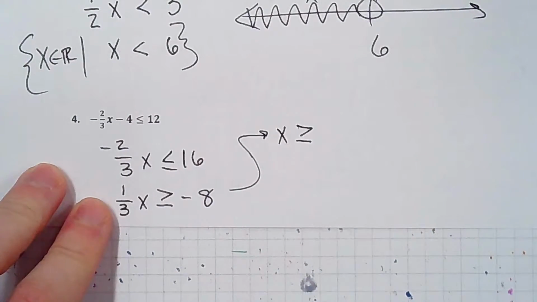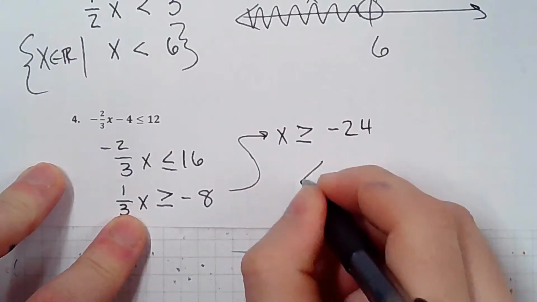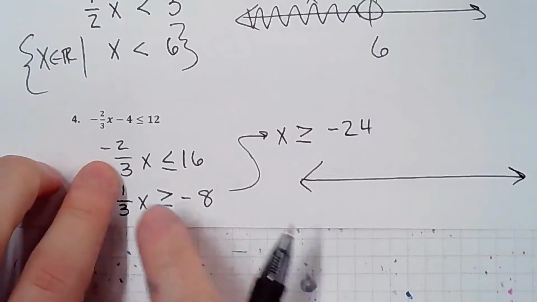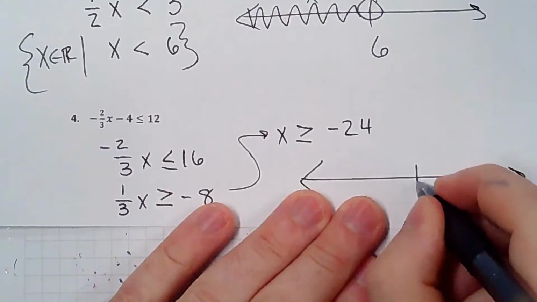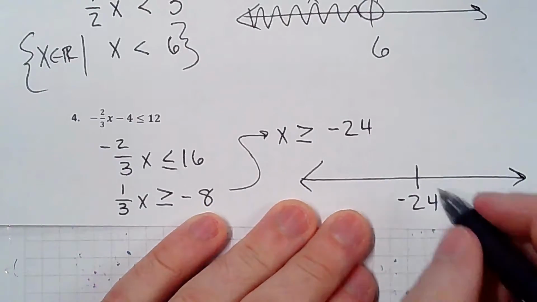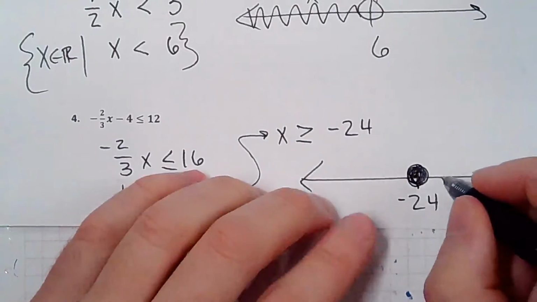Again, I have to do it in my head. 8 times 2 is 16. Add 8 more, it's 24. That's negative. And again, we had to flip the sign earlier, so we're good. Right? We divided by a negative. We flipped the sign. We're good. Here's x is -24. Open or closed? Closed circle. X is greater than. That's to the right.